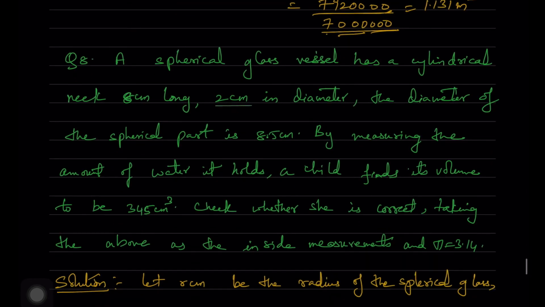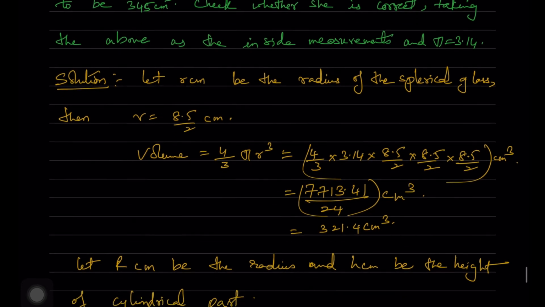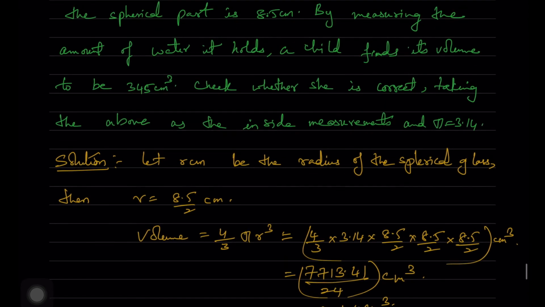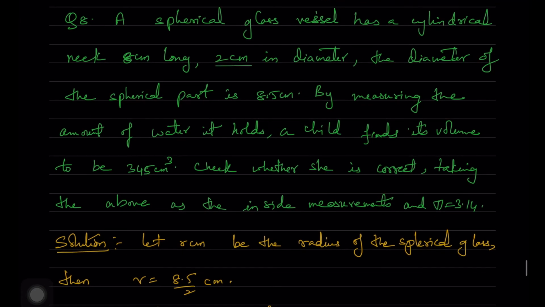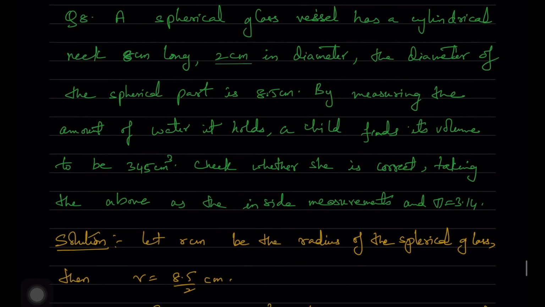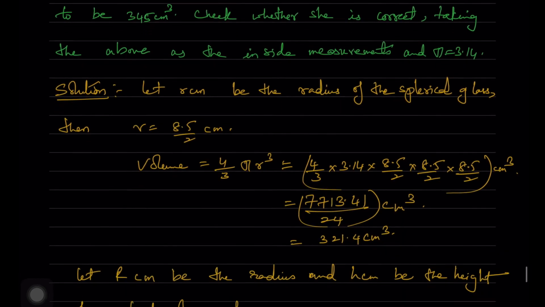Now question 8. A spherical glass vessel has a cylindrical neck 8 centimeters long, 2 centimeters in diameter. The diameter of the spherical part is 8.5 centimeters. By measuring the amount of water it holds, a child finds its volume to be 345 centimeter cube. Check whether she is correct, taking the above as the inside measurements, and pi is equal to 3.14. So now let r centimeters be the radius of the spherical glass. For the cylindrical neck part, the diameter is 2 centimeters and its length is 8 centimeters, and the diameter of the spherical part is 8.5 centimeters.